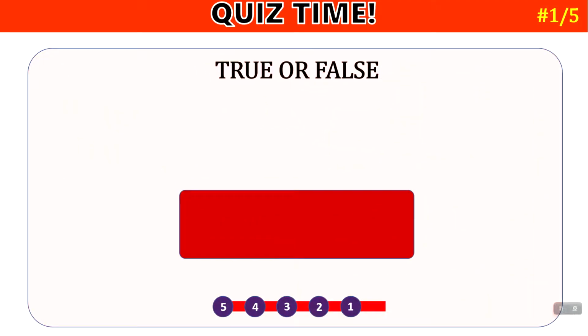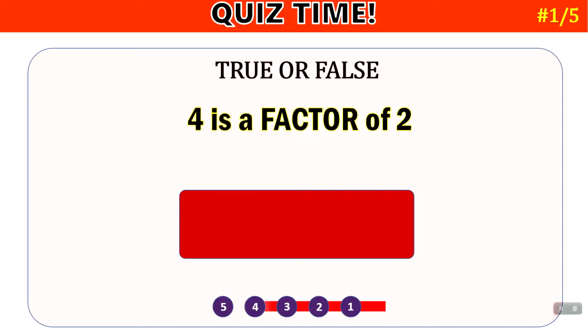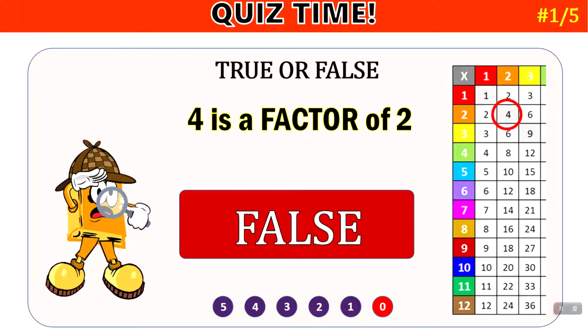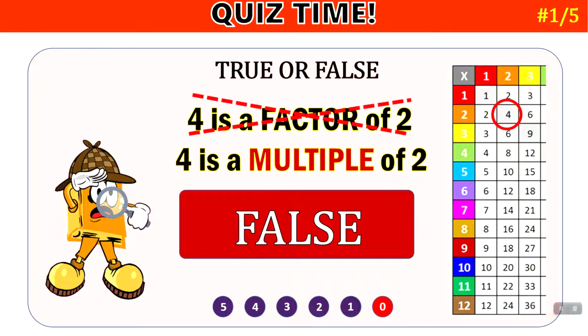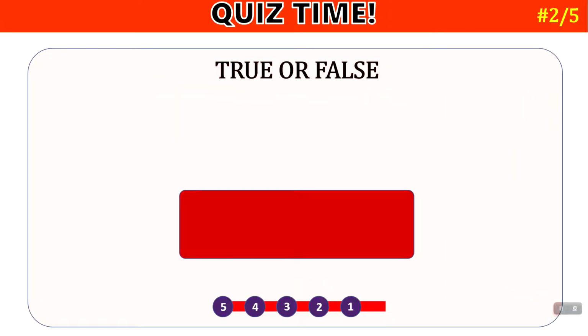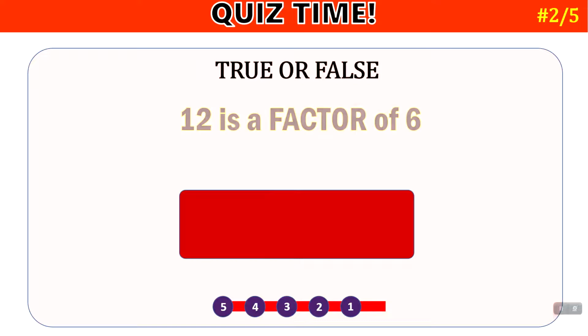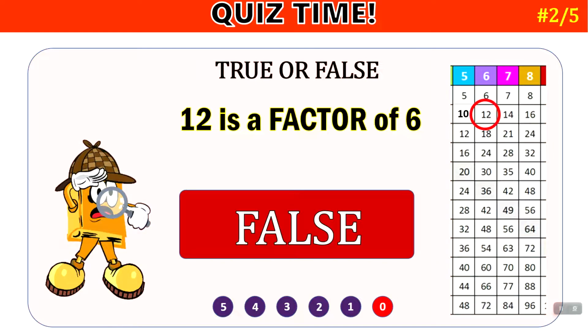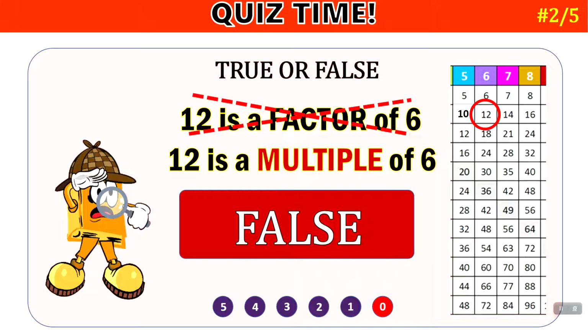And now it's quiz time. True or false? 4 is a factor of 2. The answer is false. 4 is not a factor of 2. 4 is in the 2 times table, so 4 is a multiple of 2. And now number 2. True or false? 12 is a factor of 6. Time's up. The answer is false. 12 is in the 6 times table, and therefore 12 is a multiple of 6, not a factor of 6.